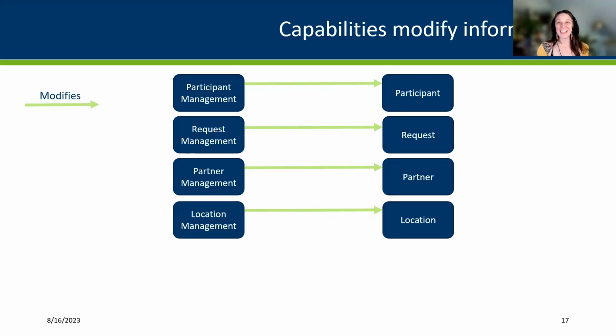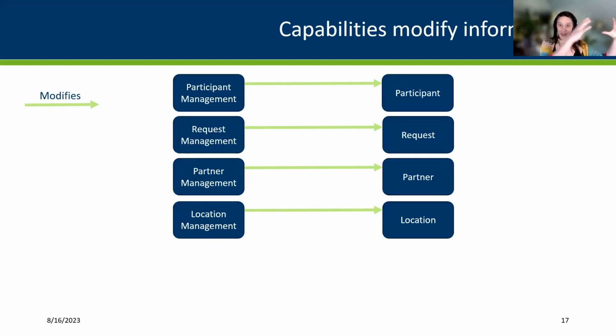Well, I guess I'm telling you that capabilities modify information, and they are specifically able to modify information about the business object that's in their name. So a capability can only act upon what they're organized under. A request management capability, even if the request it has contains participant information that a person submitted about themselves, cannot modify that information. The request contains that information, but it's a container for it.